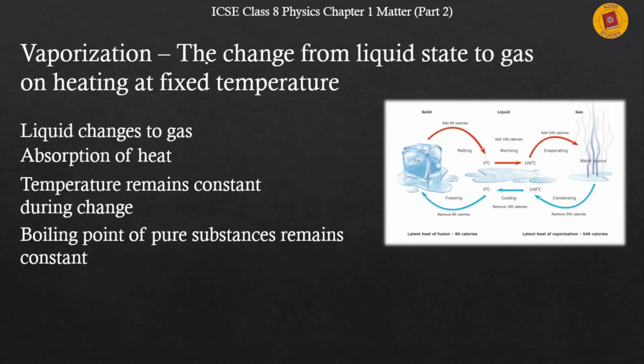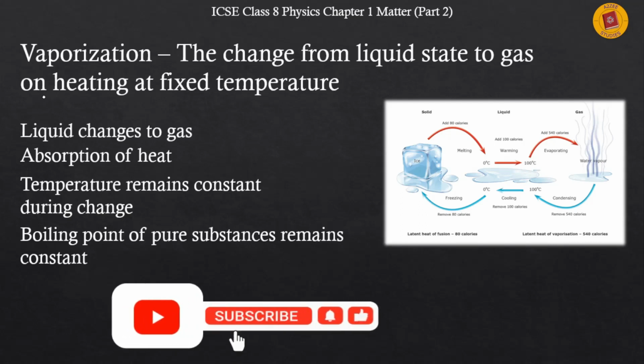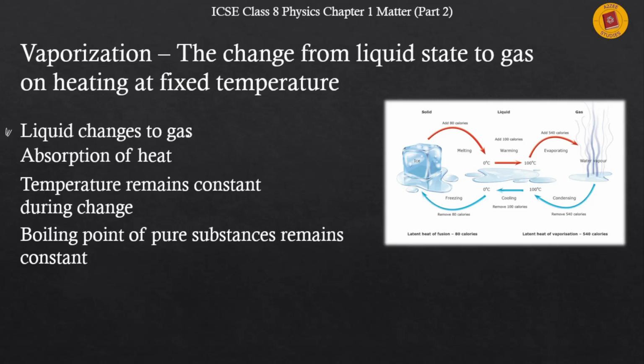Vaporization, the change from liquid state to gas state on heating at fixed temperature. When liquid changes to gas, there is always absorption of heat. That means we are adding heat to it. Again, as I have said before, adding heat means we are increasing the kinetic energy. Liquid has intermolecular space between them, we are just increasing the kinetic energy so they become gas. So that heat we have to supply.